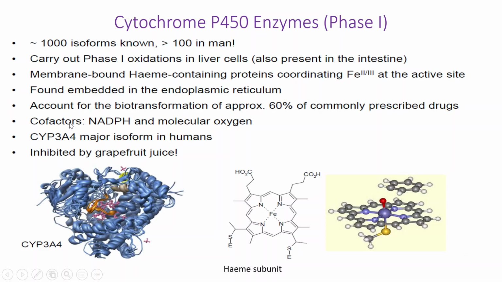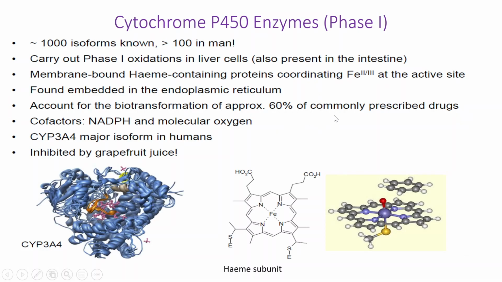This enzyme system accounts for biotransformation of approximately 60% of the commonly prescribed drugs. If a drug doesn't reach the liver, it is not metabolized by this system, but there are some other enzymes in the blood, non-microsomal enzymes like esterase, amylase, different sorts of enzymes, that may also catalyze the drug's reaction in the blood. So mainly this complex accounts for 60% of the prescribed drugs.